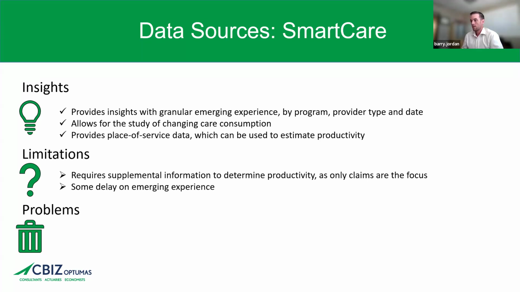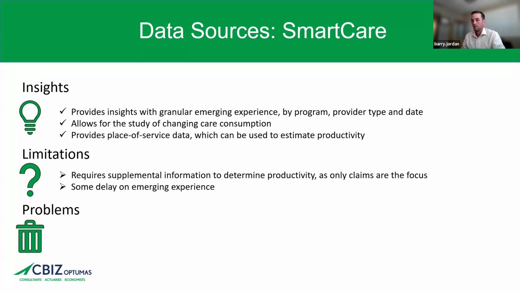So the first data source that we looked at and we're showing here is the Smart Care data. So this provides insight with granular emerging experience, and it's by program and provider type and also by date. It allows us to be able to look at and study the changing care consumption within the program. And it also allows us to look at place of service data, which can be used to estimate productivity as we look at higher concentrations of field versus non-field work.